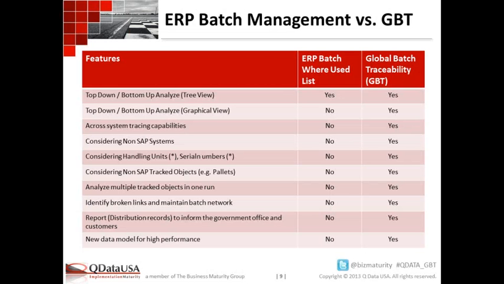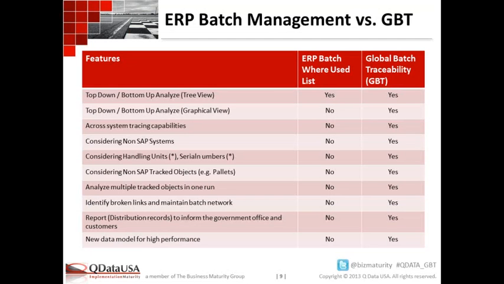All right. So from a top-down, bottom-up analysis, from a tree view perspective, yes, that's available in ECC and it's available in GBT. The same view, but from a graphical perspective, so the diagram that we showed before, that's not available in ECC. So there's no way of easily navigating between the different nodes and the relationships between them, graphically and clicking. That's only available in GBT.